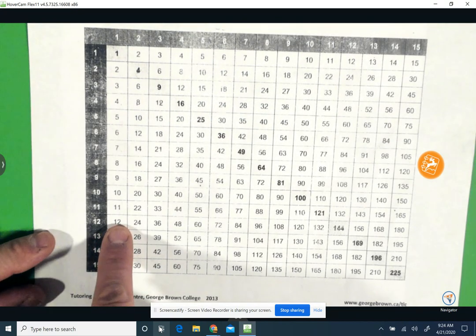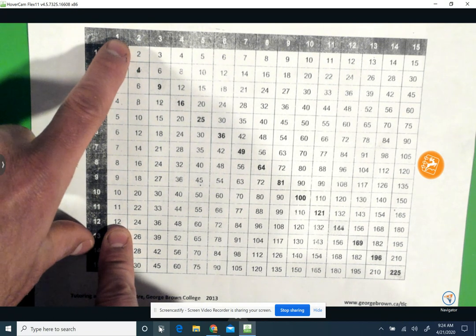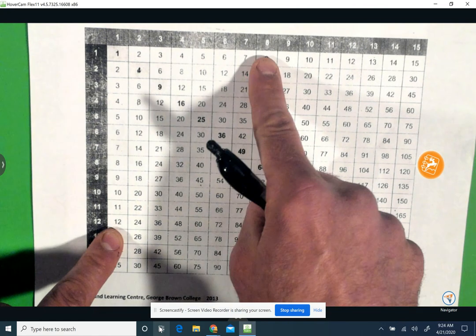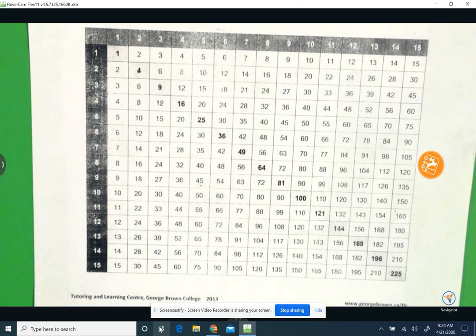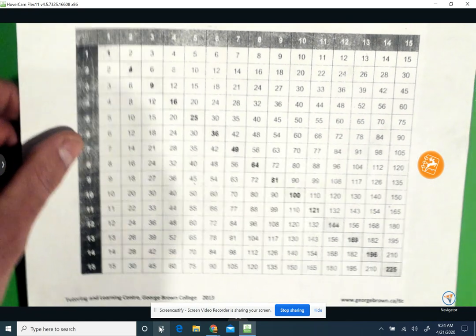I mean, there's another 12, but that's your commutative property, right? So for 12, you already have 1 times 12, or 1 and 12, as your factors. You do not need to list those twice. Okay, make use of this multiplication table. It will help you tremendously.